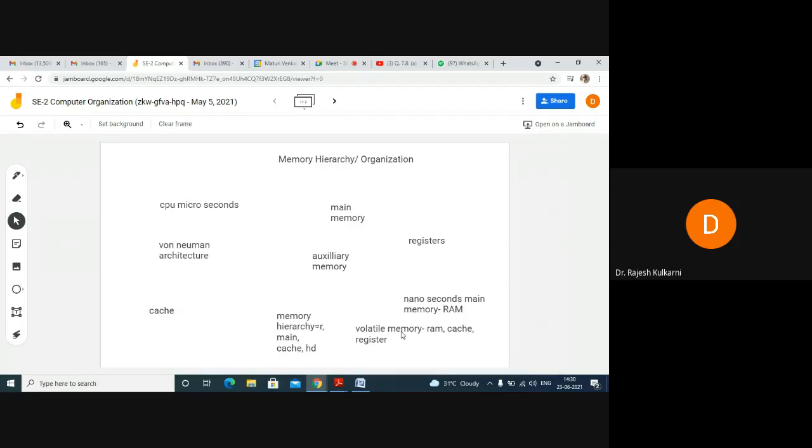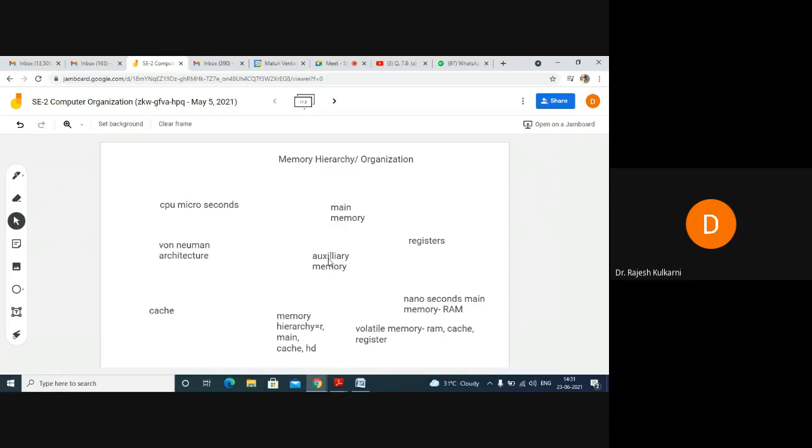So it means we need some mechanism wherein we can store our data, instructions and programs permanently. That place is our auxiliary memory. What is the meaning of auxiliary memory? It is hard disk or magnetic tape or magnetic disk. If you compare this memory with other memories, this auxiliary memory is an electromechanical device.